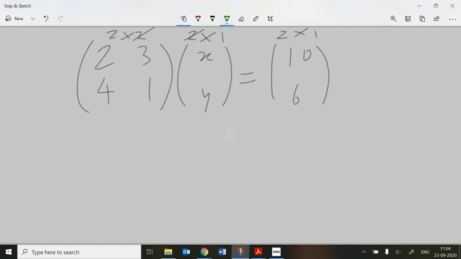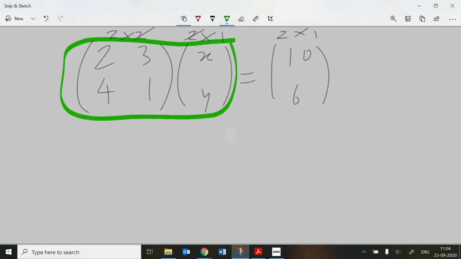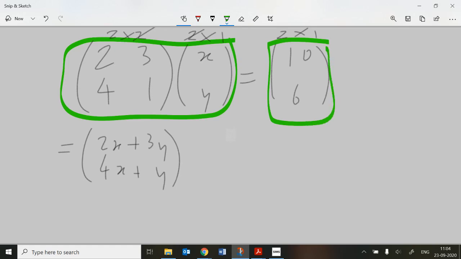Now, normally, if you multiplied this out, you'd end up getting 2 times the x and 3 times the y, so you get 2x plus 3y, that's this times this. You get 4x plus y as well, and that would go into your set of brackets giving you your 2x1 matrix. But in this question, we're being told that that's actually equal to 10, 6.